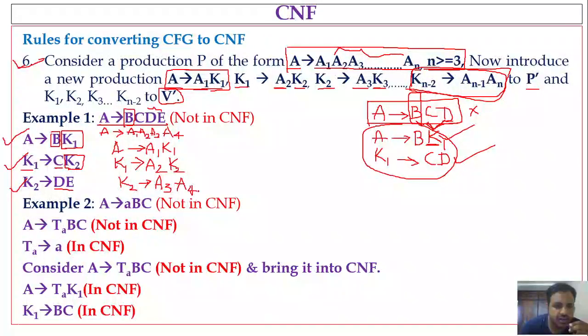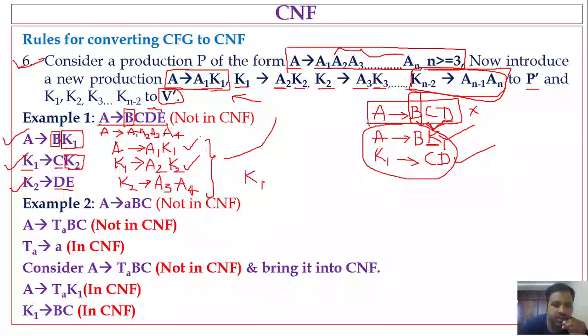Right? So if you observe, it is following this form only. So A denotes A1 K1, K1 denotes A2 K2, and next we have Kn minus 2 denotes An minus 1 An. So what is the n value here? N means the number of variables in the right hand side. So how many variables are in the right hand side? We have 4 variables.